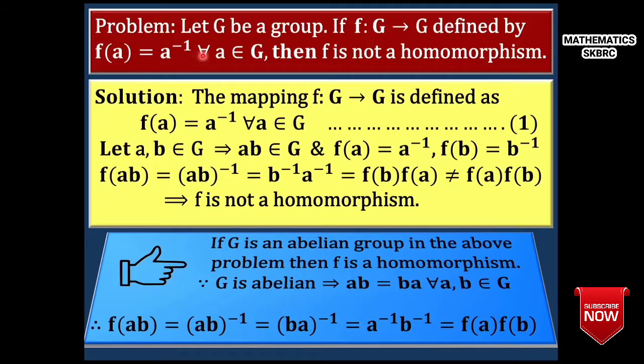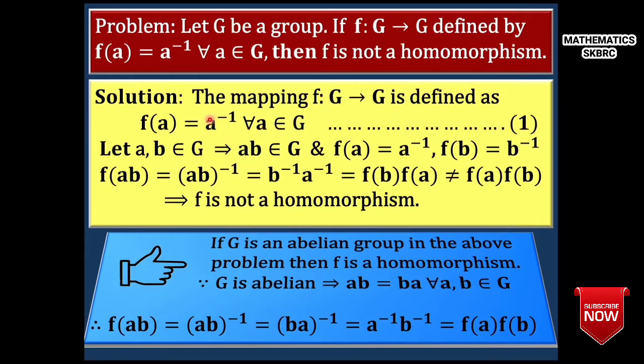Another example for homomorphism. Let G be a group and the mapping F from G to G is defined by F of A is equal to A inverse for all A belongs to G. Show that F is not a homomorphism. The mapping F from G to G is defined as F of A is equal to A inverse for all A belongs to G, is denoted by equation 1.